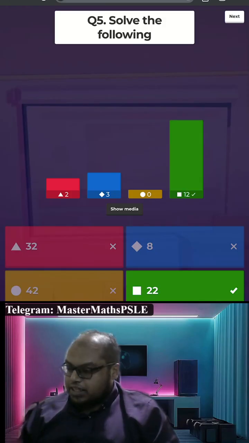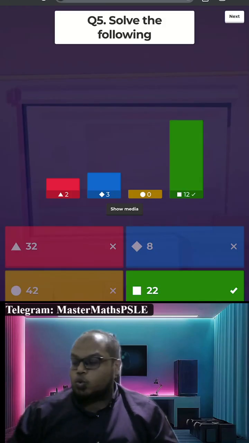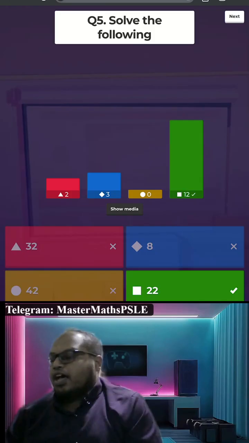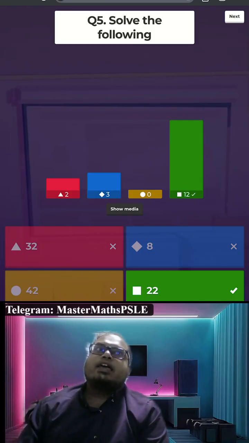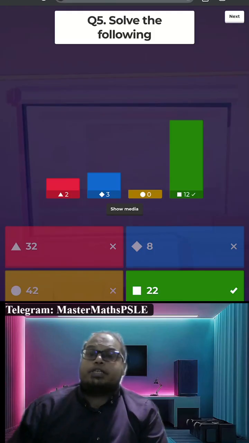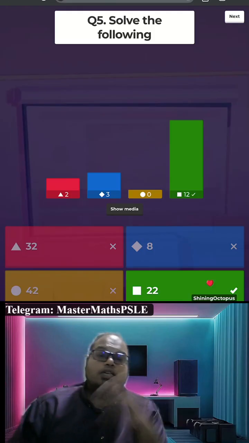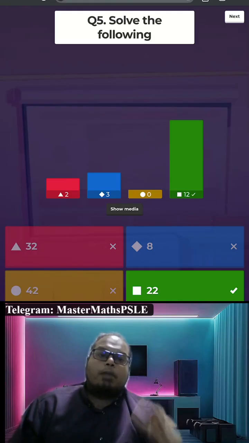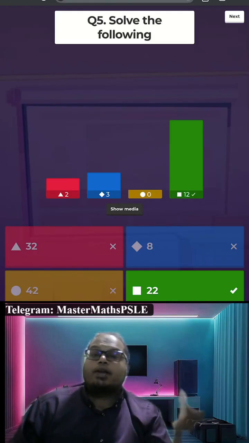The answer is 22. So this one in a way is also a bit of your order of operations. Remember, if you have multiple plus and minus, you do it from left to right also.